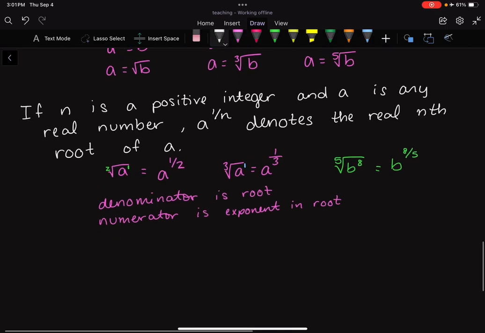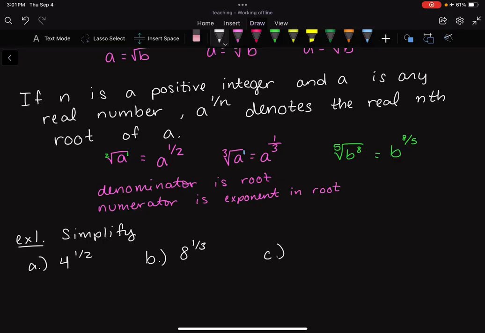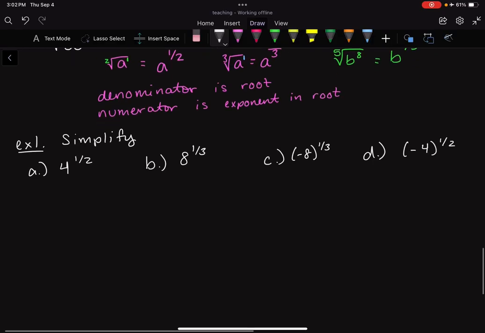So let's go ahead and look at some examples. For example 1, I'm just going to say simplify, and we'll do a few. So A, we're going to do 4 to the 1/2. We're going to simplify that. B, let's do 8 to the 1/3. C, let's do -8 to the 1/3. D, let's do -4 to the 1/2. And I actually have more than this, but I want to show you this first.